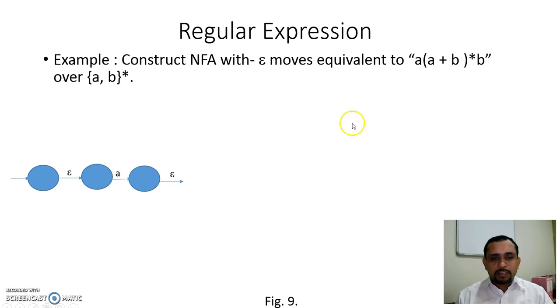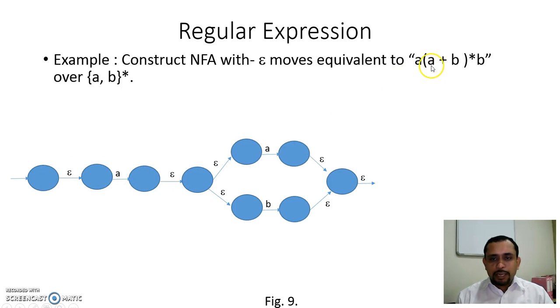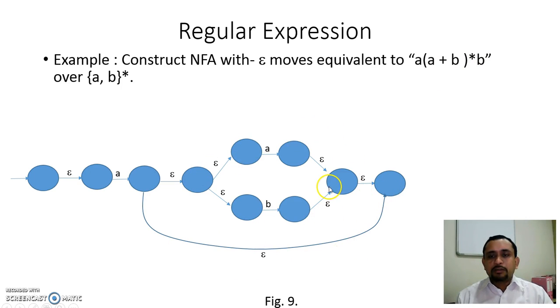So this is for the first A, that is this. A plus B can be constructed like this, either A or B. Then for epsilon, this state is connected to this state, which bypasses this entire A or B path, and this is for multiple repetitions of either A or B or both one by one.